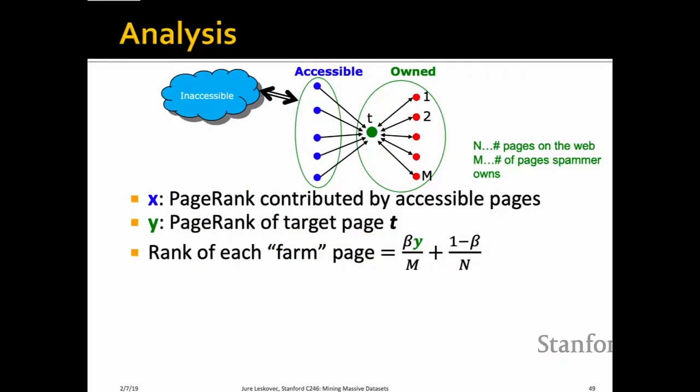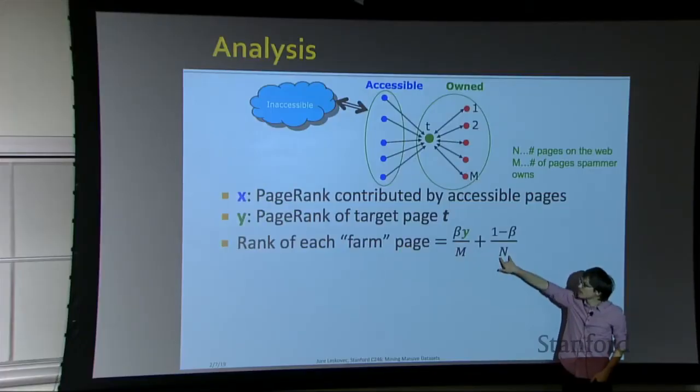So here is how we'll think about this. We will label X as the PageRank contribution by the accessible pages. As the accessible pages, the blue ones, point to the target page T, T gets X amount of PageRank, whatever the value. And let's say Y is the PageRank of the target page T, the page we care about. Then what is the PageRank score of every forum page, meaning every red node? Notice here I have M and N. M is not the matrix that we had before, I'm sorry if it's confusing. It's the number of pages I own, and N is the size of the web.